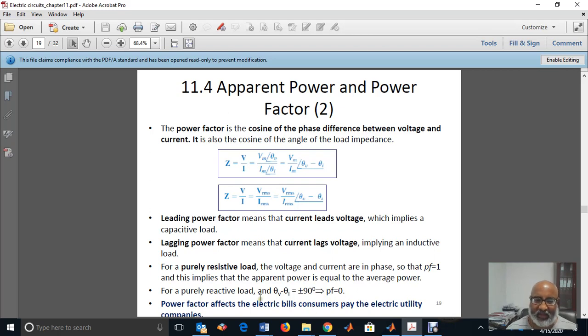The power factor is an important parameter because it affects the electric bills consumers pay to the electric utility companies. It determines the amount of real power consumed by the electrical loads we have in our homes, for example, washing machines, refrigerators, air conditioners, and so on. So the power factor is an important element which affects the electric bill in our homes.